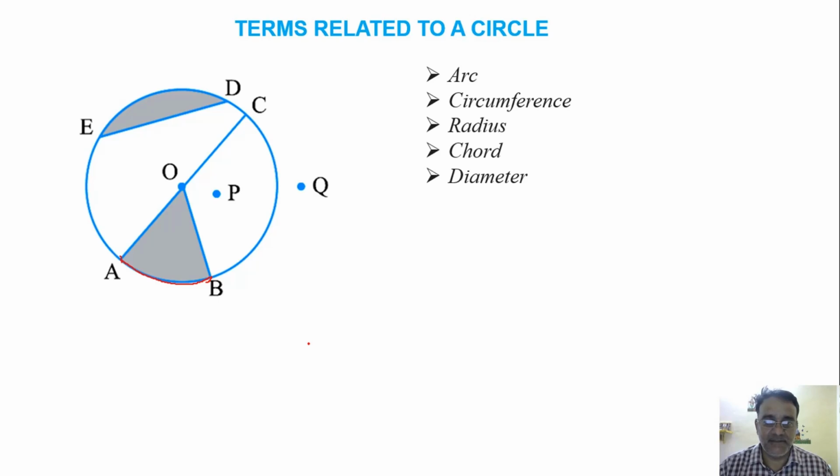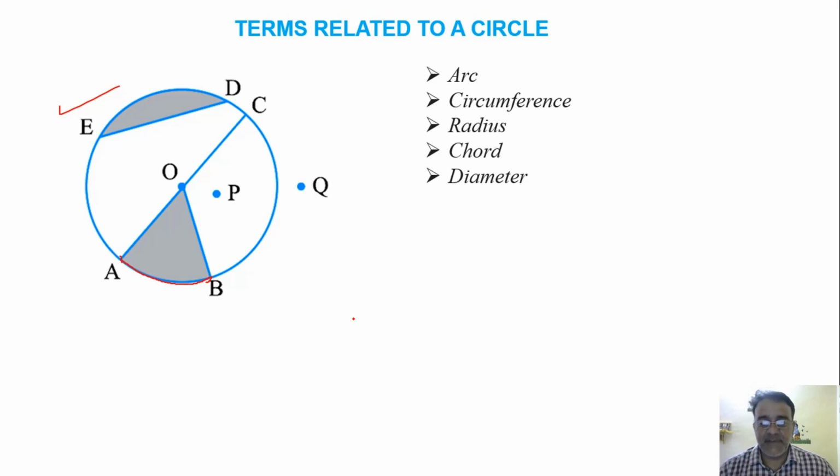Now what is diameter? Okay, can you identify a chord in this diagram, Rohini? Sir, ED. Chord ED. Any other chord? Sir, AC. AC. Right, AC.